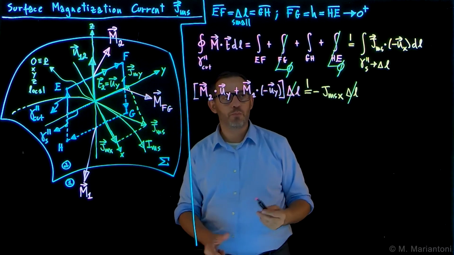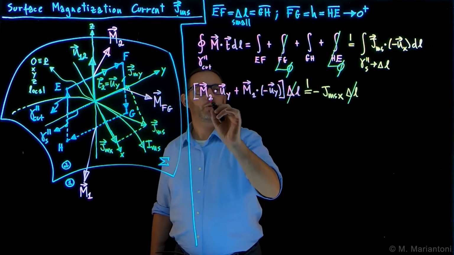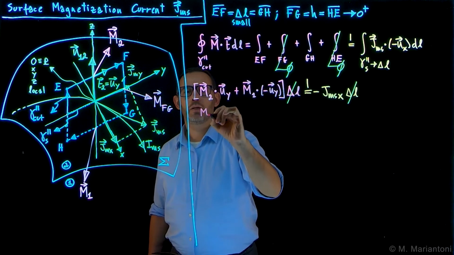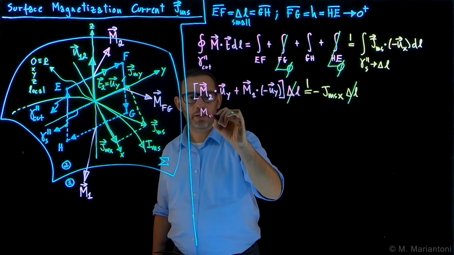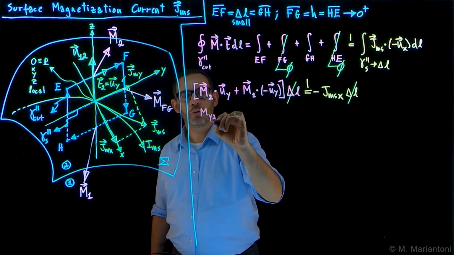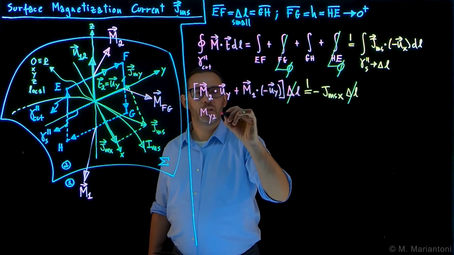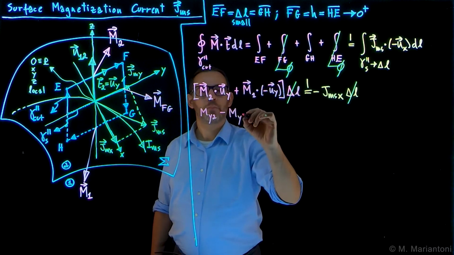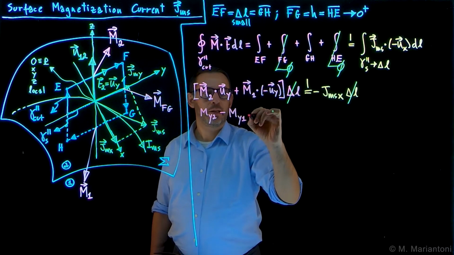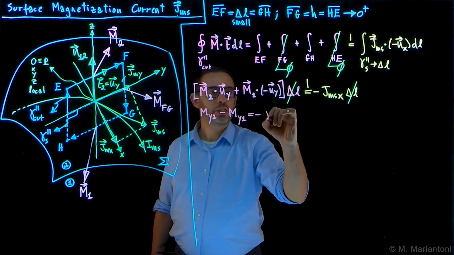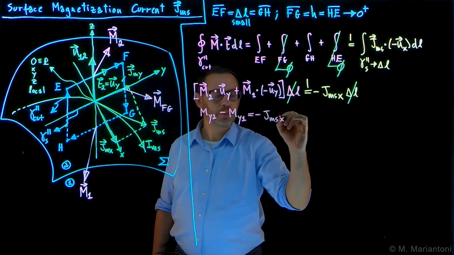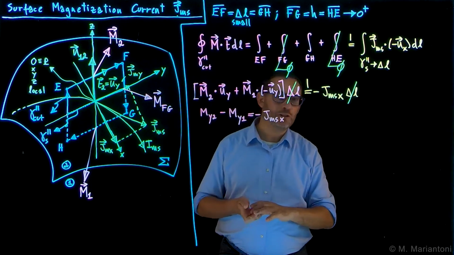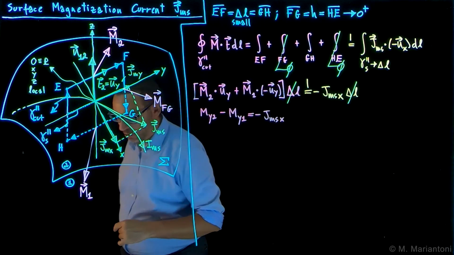So in terms of components, we are left with M2 projected along Y, so we have the MY2 component here, minus, because of this minus sign, M projected along y, 1 in region 1. And this has to be equal to minus JMS x. So the discontinuity of the y components of M gives us minus the x component of JMS. It is complicated, I know.